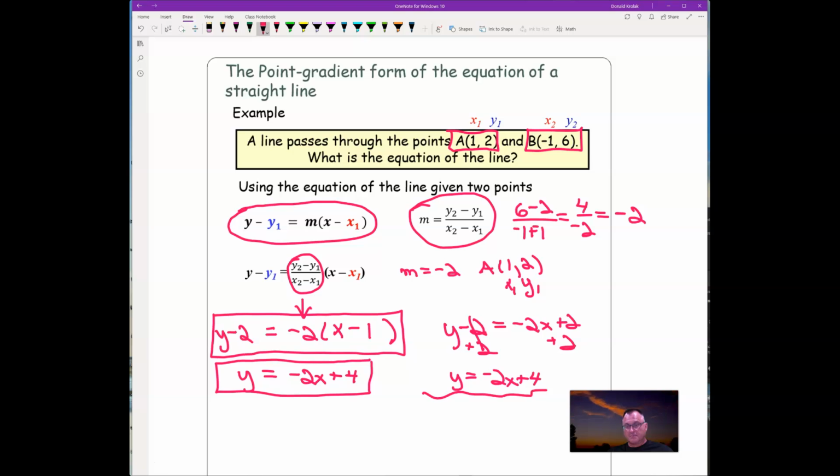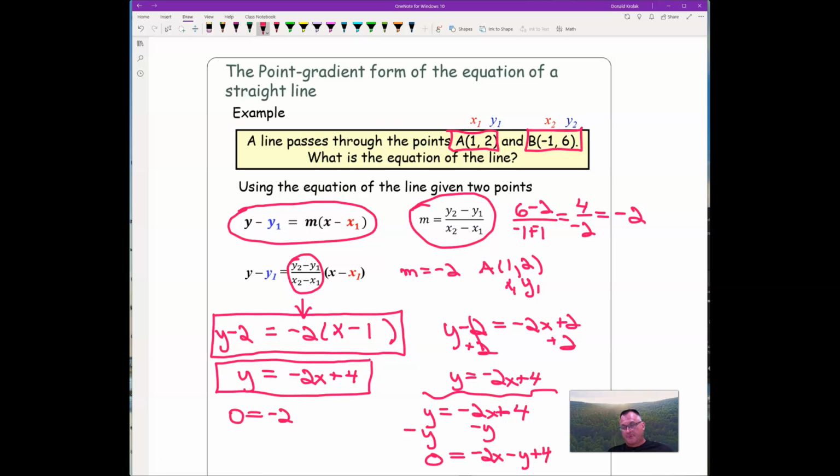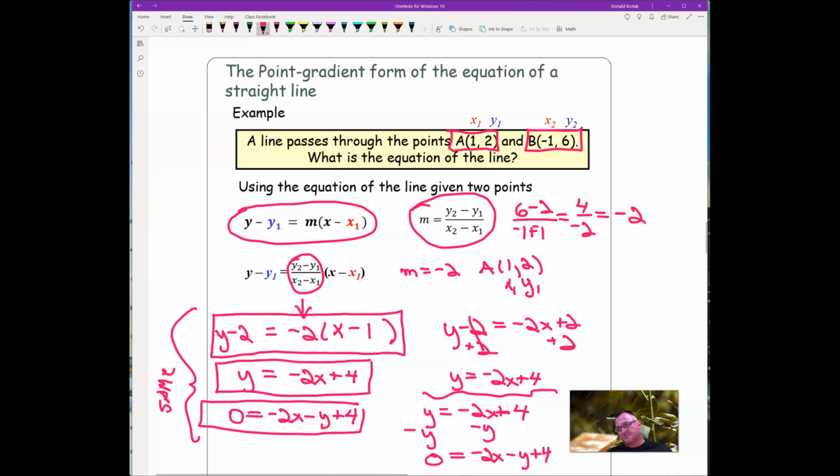Okay, or if I wanted it in general form, just move everything to the same side. So I could subtract y and get 0 is negative 2x minus 1y plus 4. So these are all the same line, just written in different formats.